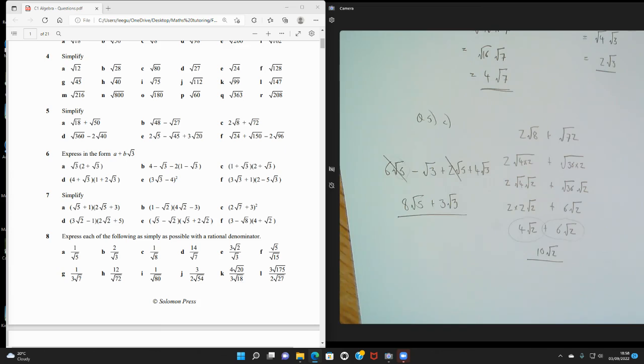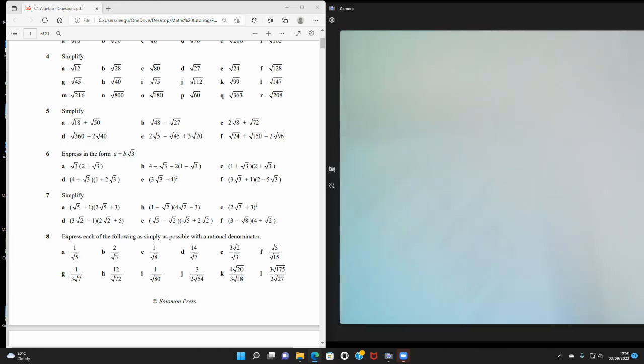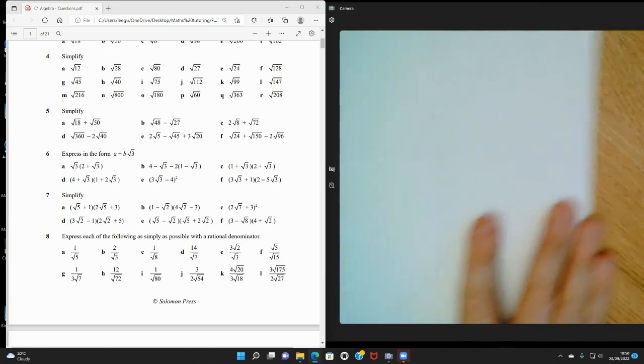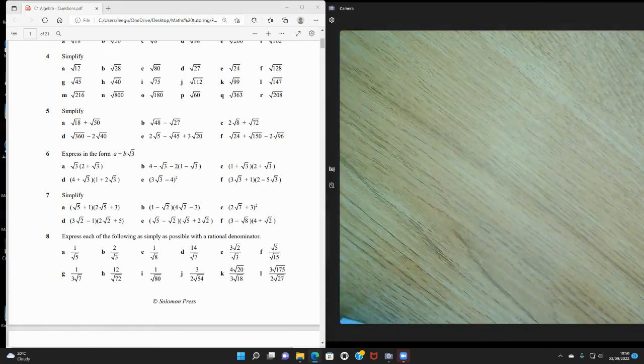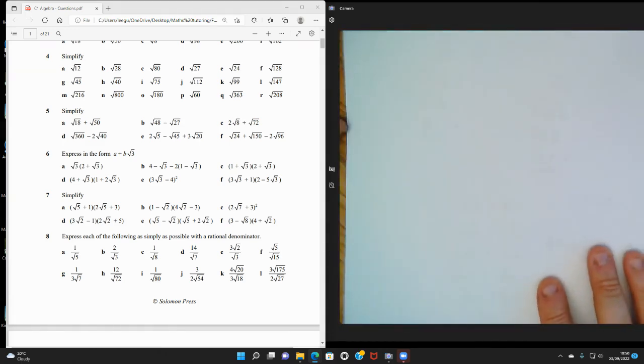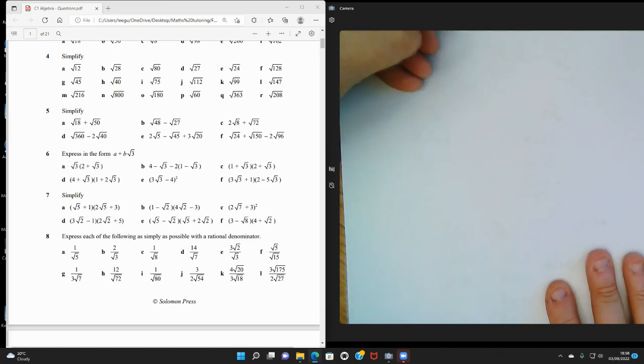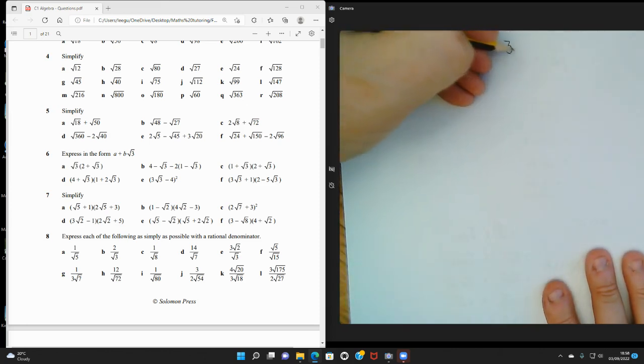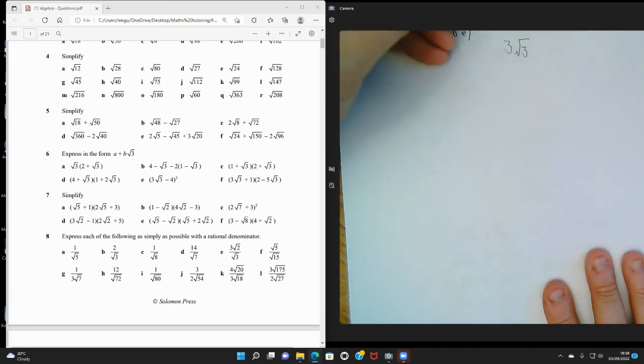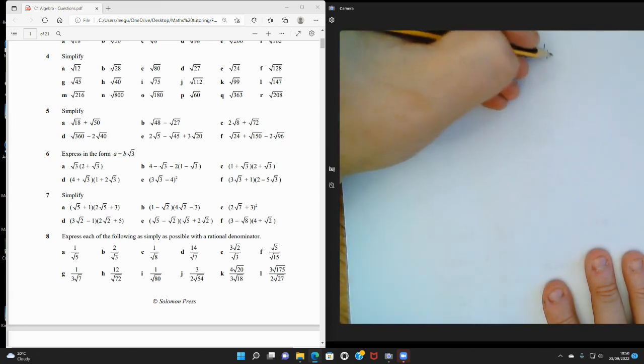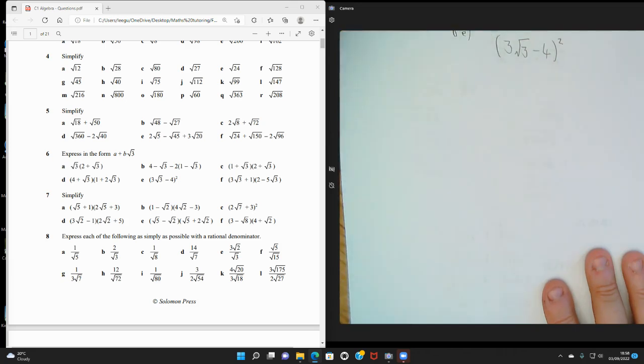Let's have a look now and consider expanding some brackets that have got some surds in. Okay, so let's look at question 6. Now, in question 6, let's do 6e, because that's a good interesting point in that one. So in 6e, we have got 3 root 3 minus 4 all squared, like so.